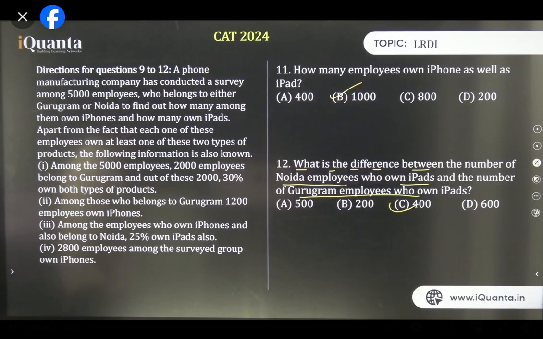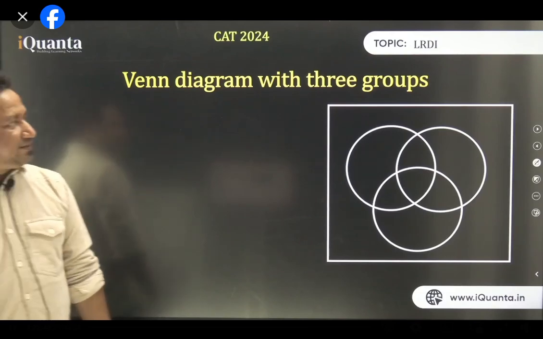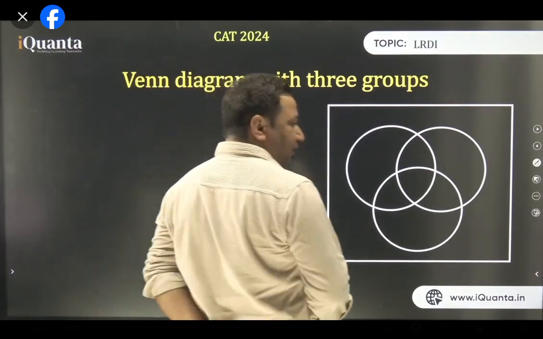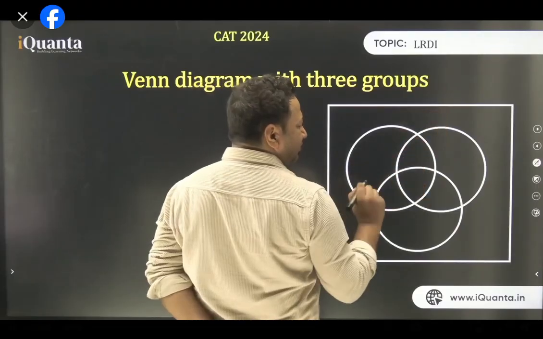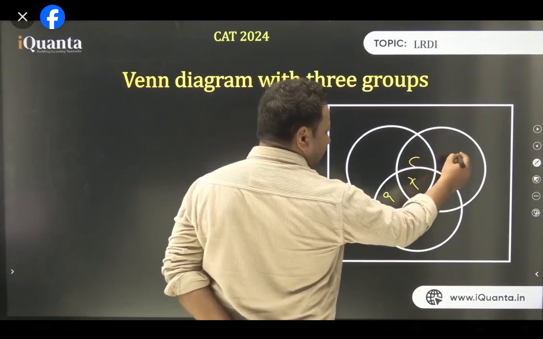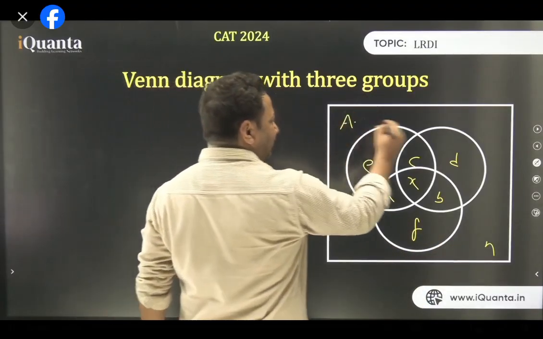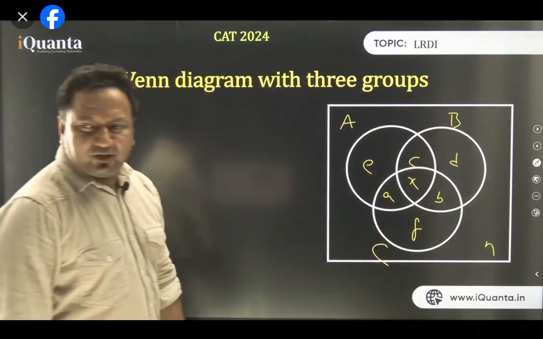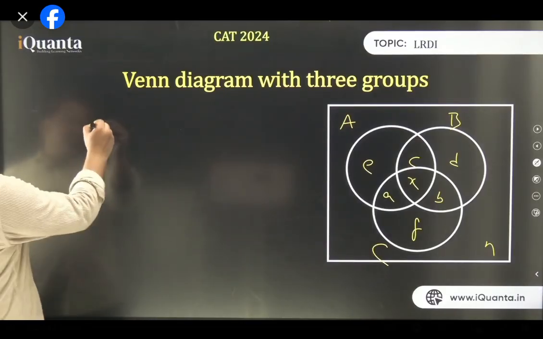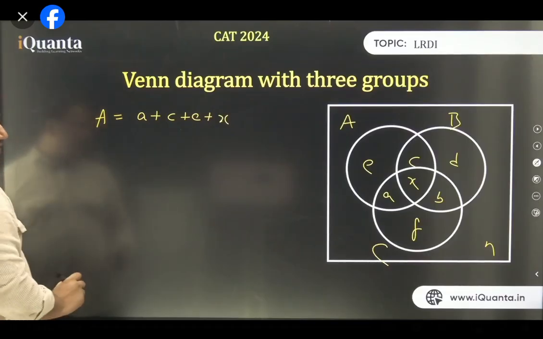All right, now let us go to the second concept, in which we're dealing with sets with three, a Venn diagram with three different sets. So here, I think it's clear to all of you. If I start writing elements X, A, B, C, D, E, F, N. Let this be set A, let this be set B, and let this be set C. So you're going to tell me, if I say who all are in set A, it will be A plus C plus E plus X, right?